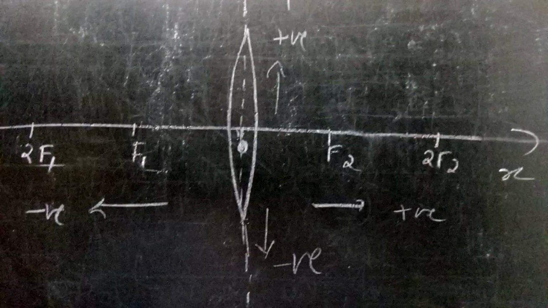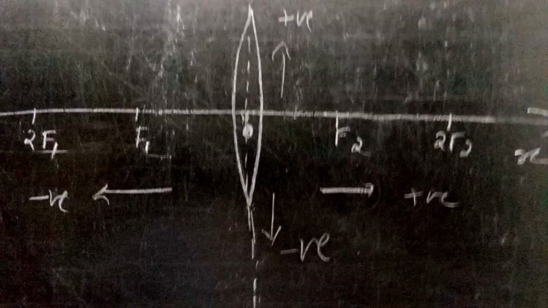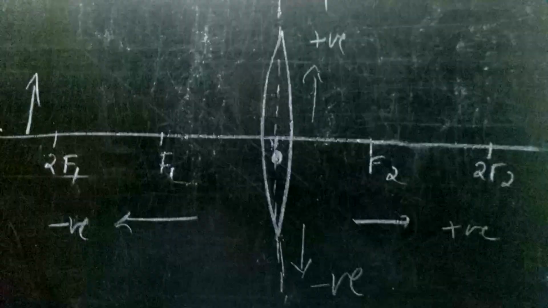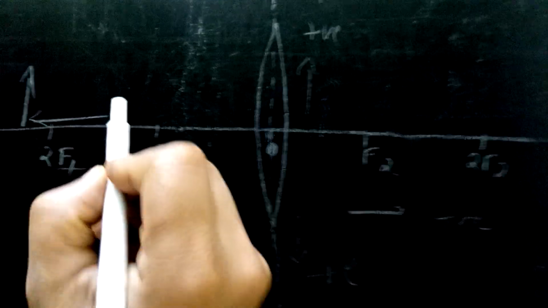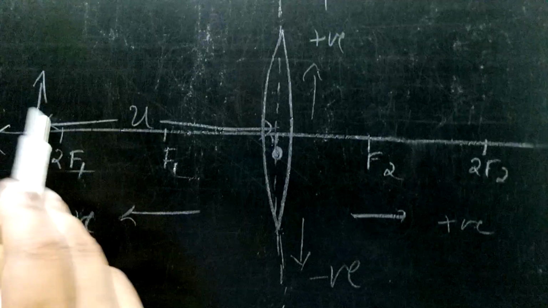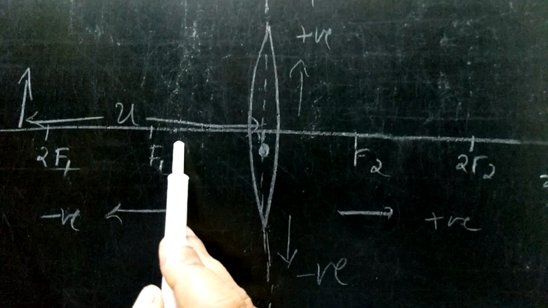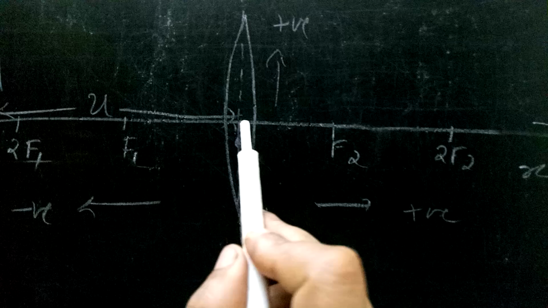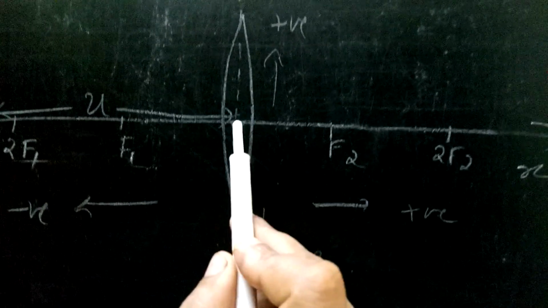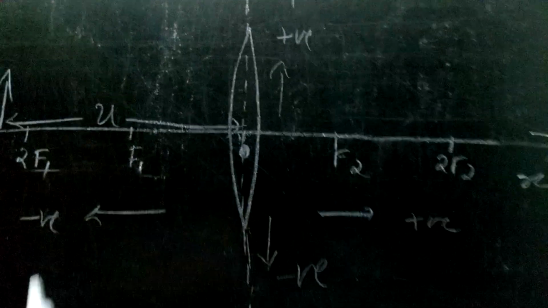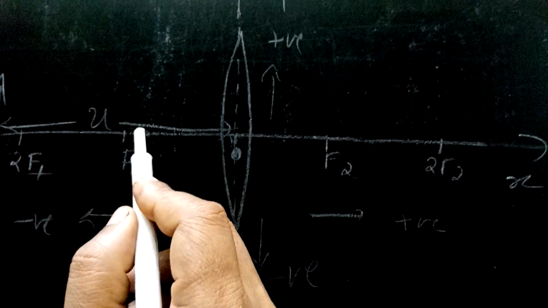In the case of spherical lenses, either concave or convex, the object is always kept on the left side. Suppose here is the object, then this distance from the optical center towards the object is taken as the object distance, that is u. The optical center acts as the origin, so all the measurements we take from the origin. So the object distance is always negative. So u is always negative.